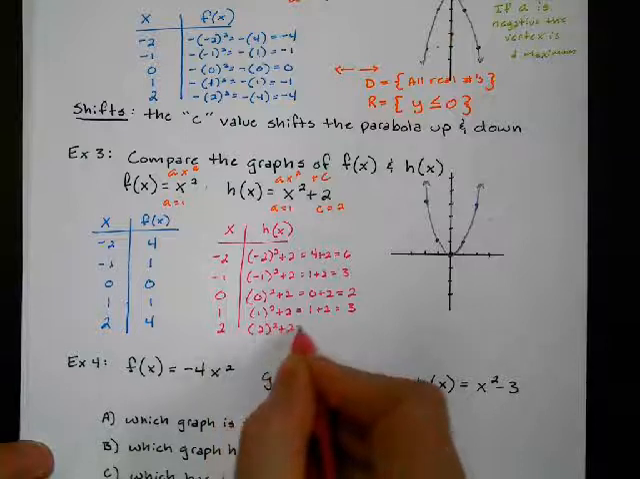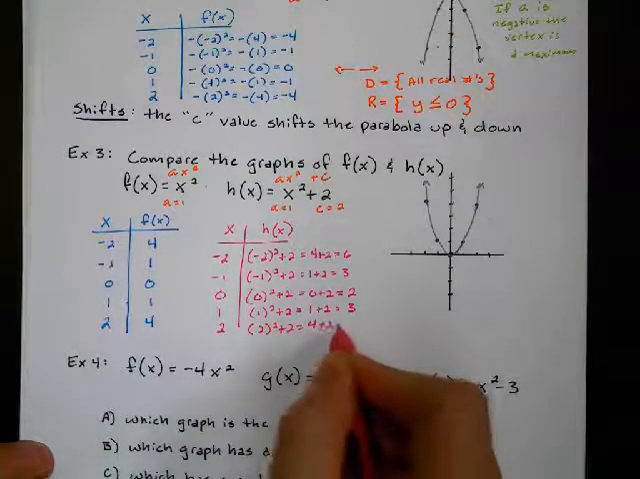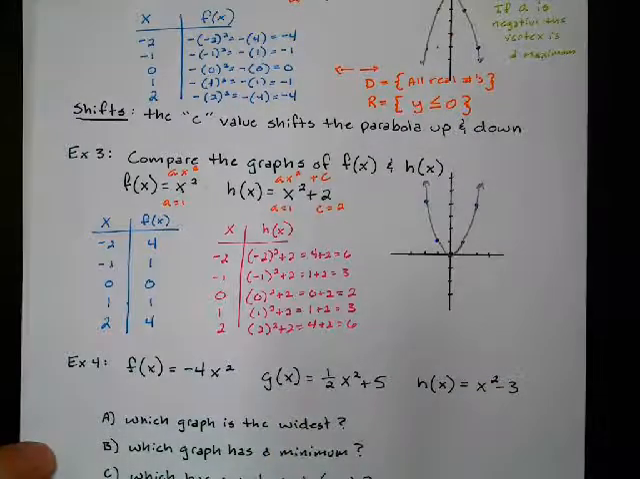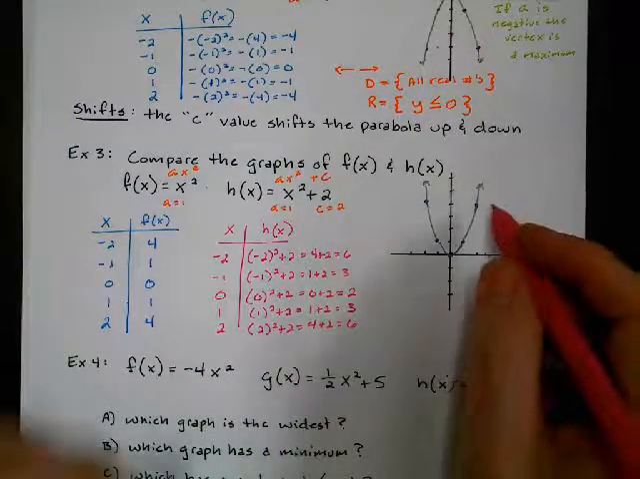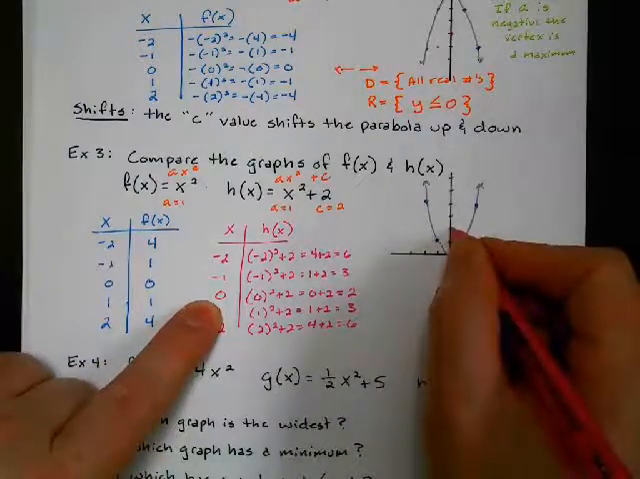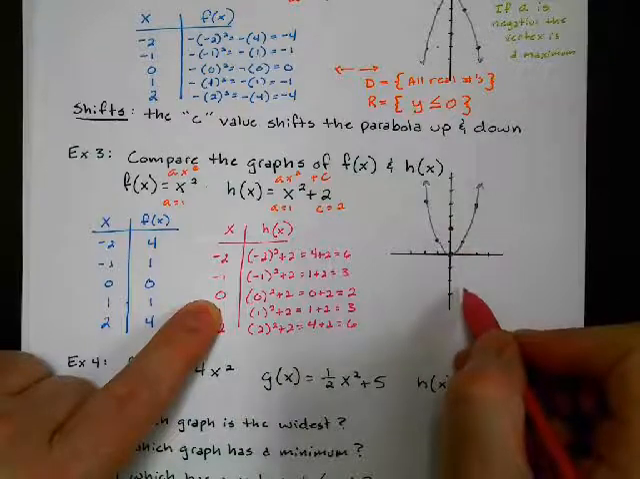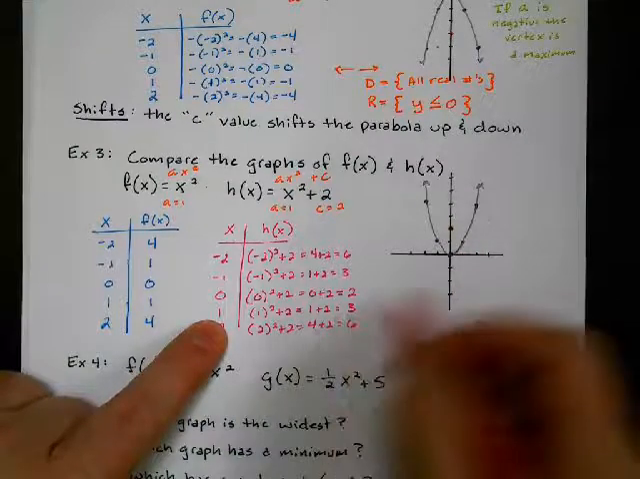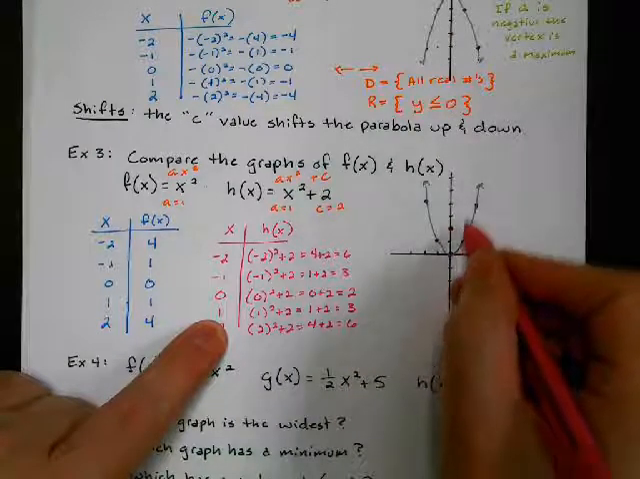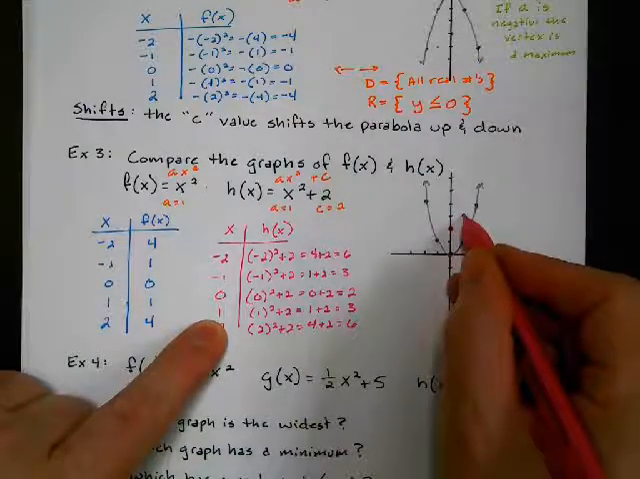Okay, so graphing this one, our vertex is now at 0, 2. 0, 1, 2. See, this one moved up 2 units. This point's at 1, 3. 1, 1, 2, 3. So this point moved up 2 units. And this point's at -1, 3. So that also moved up 2 units.